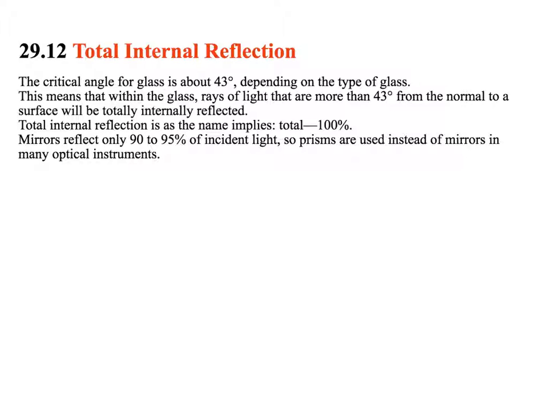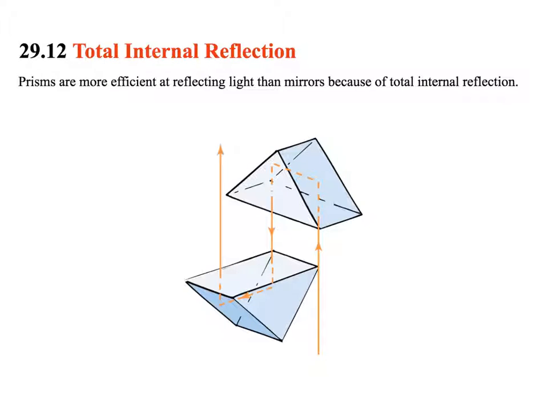The critical angle for glass is about 43 degrees, depending on the type of glass. This means that within the glass, rays of light that are more than 43 degrees from the normal to a surface will be totally internally reflected. Total internal reflection is, as the name implies, total, 100%. Mirrors reflect only about 90 to 95% of incident light, so prisms are used instead of mirrors in many optical instruments. Prisms are more efficient at reflecting light than mirrors because of the total internal reflection.